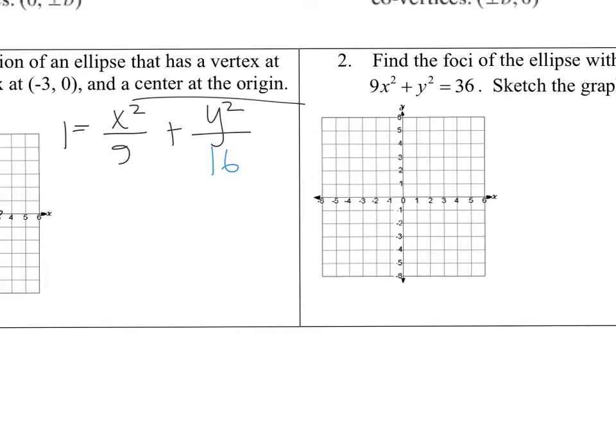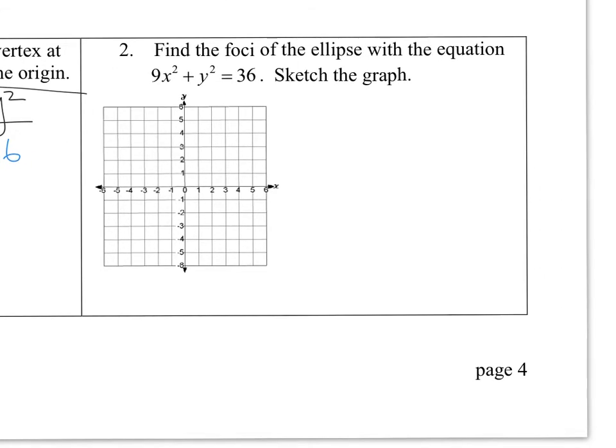Okay, number 2. Find the foci of the ellipse with the equation. I'm going to write this equation first in standard form. To do that, I want this value over here to be 1. So I'm going to divide everything through by 36, and I end up with x squared over 4 plus y squared over 36 equals 1.